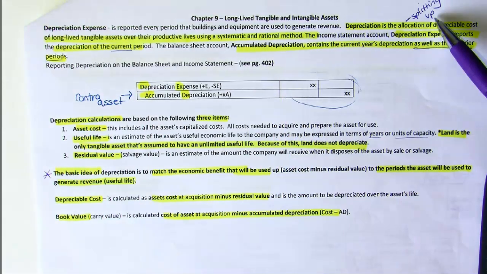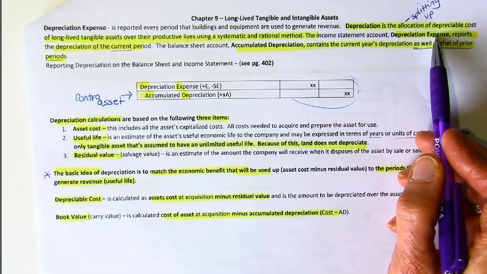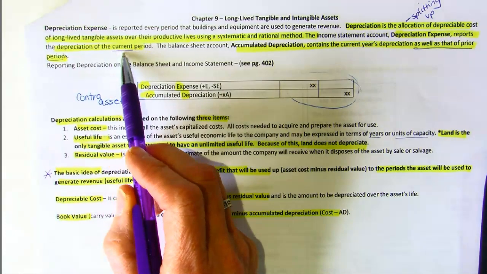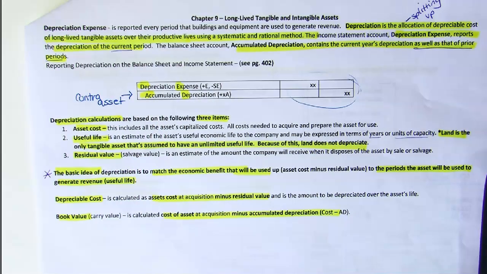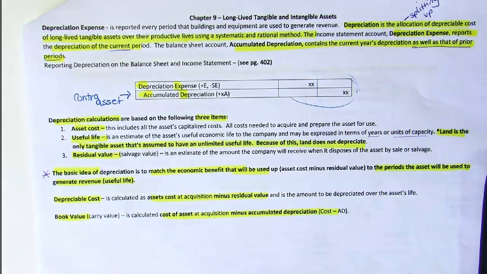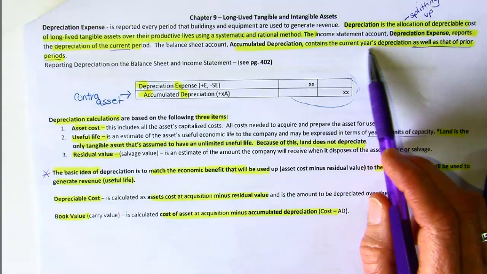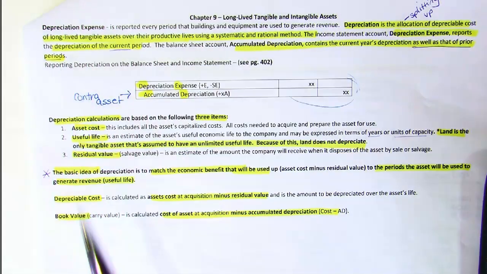So we take the asset's cost and split it up over the useful life of that asset. Depreciation expense is the account on the income statement that represents the wearing out of that asset for just the current period. Accumulated depreciation, the contra asset account that we use, contains not only this year's current depreciation, but it includes the depreciation of all prior periods.